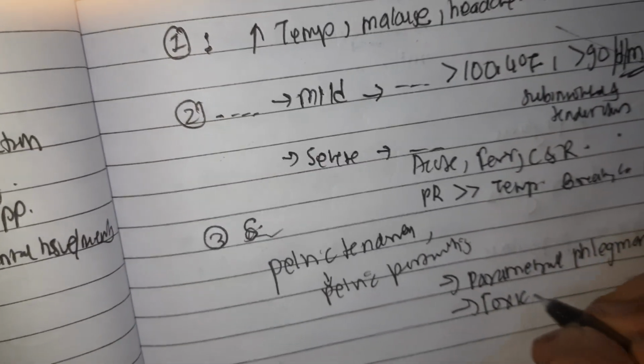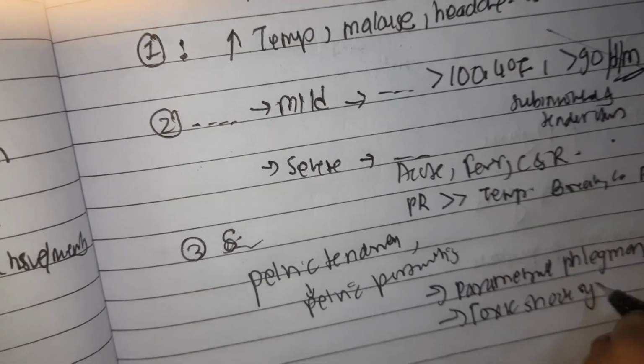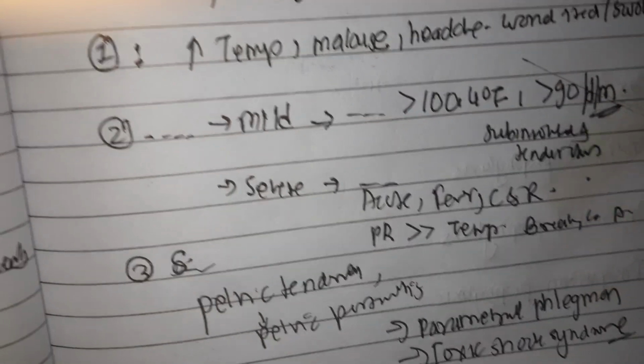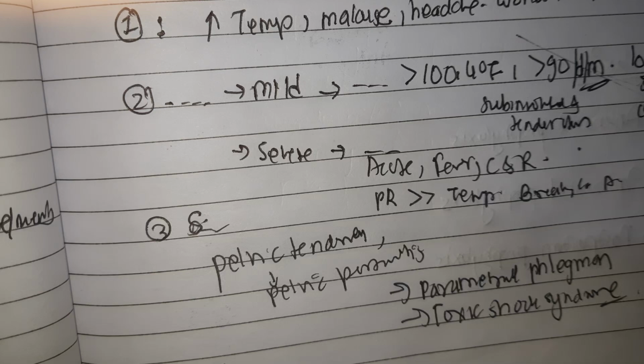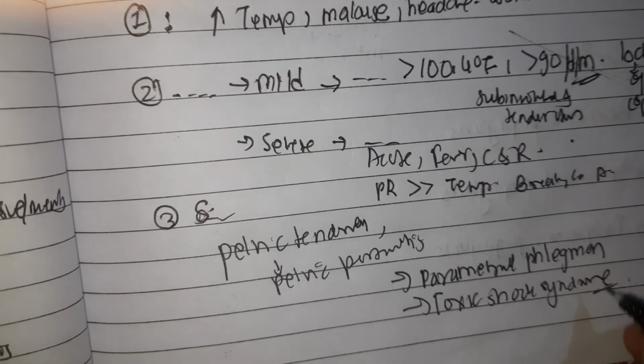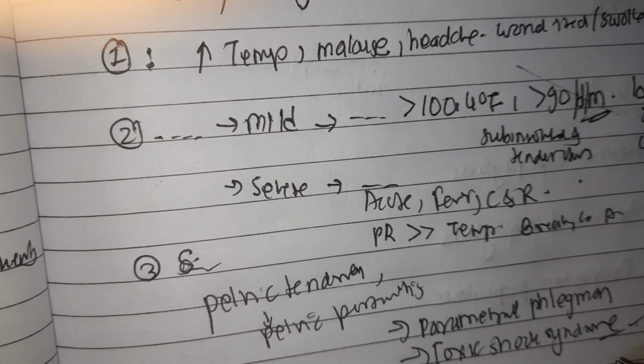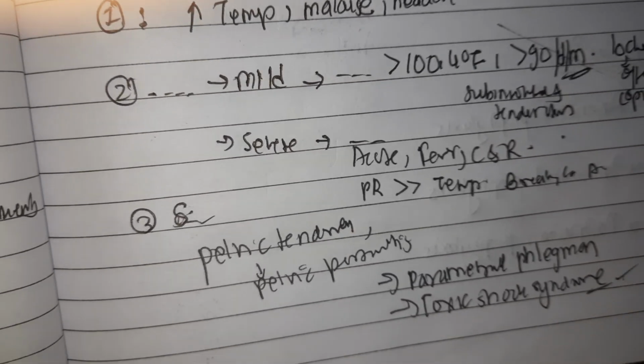And one is toxic shock syndrome. This is due to Staphylococcus aureus exotoxin, and it is manifested by fever, headache, nausea, vomiting, diarrhea, and erythematous skin rashes. And major organ dysfunction like acute renal failure and hepatic dysfunction have been observed.